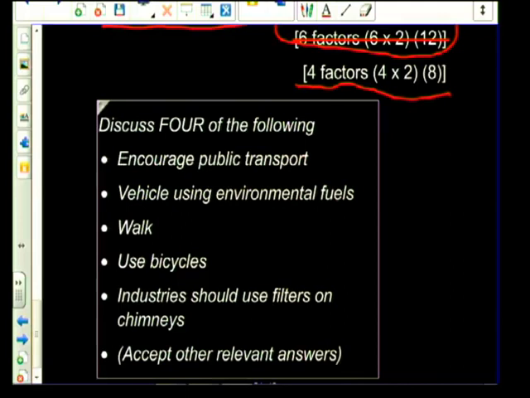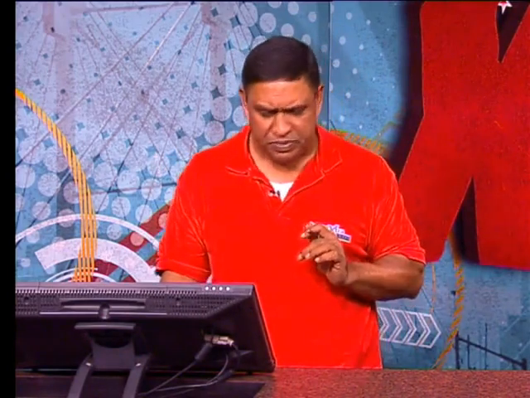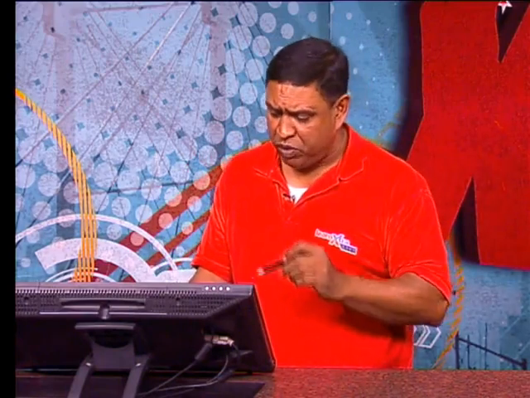Again, examiner's memo: encourage public transport. So you need to take it further. How would you take it further? Not just writing encourage public transport. You encourage public transport being used so that fewer private vehicles will be on the roads and less exhaust fumes, heat and carbon monoxide will be given off. Okay, can you see how you take it further? And give another example. Remember, there's many answers to this. That's why we have "accept other" at the bottom.